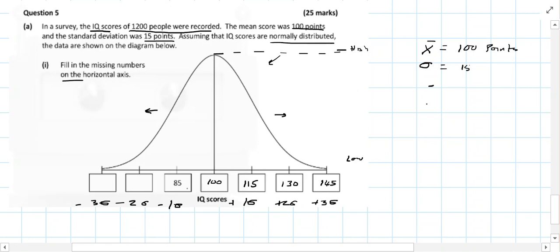And likewise on the other end, if we subtract 1 standard deviation, which is 15, the IQ score will be 85. If we subtract 2 standard deviations, so 2 times the standard deviation, which is 30, from 100, that is 70, so the IQ score will be 70. And then 3 times the standard deviation, so it's 3 15s, if we subtract that from 100, that's going to be equal to 55.